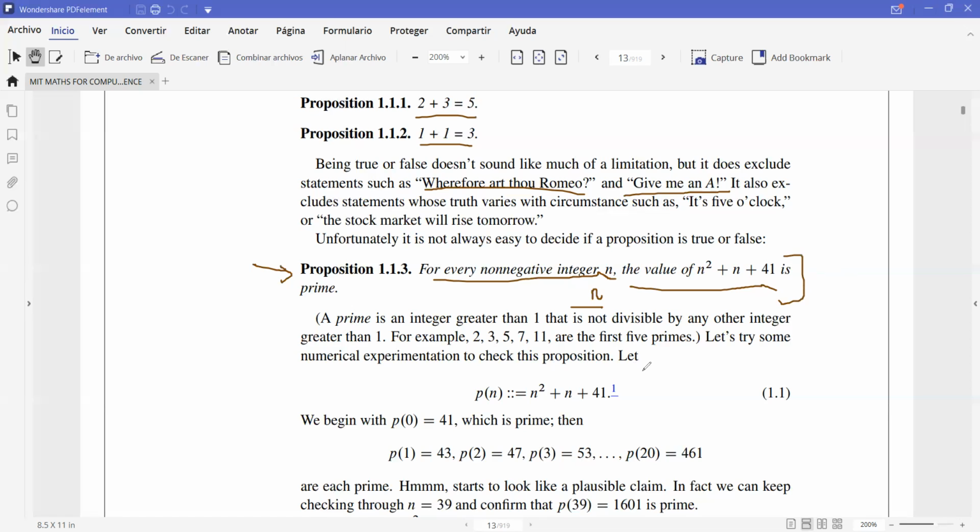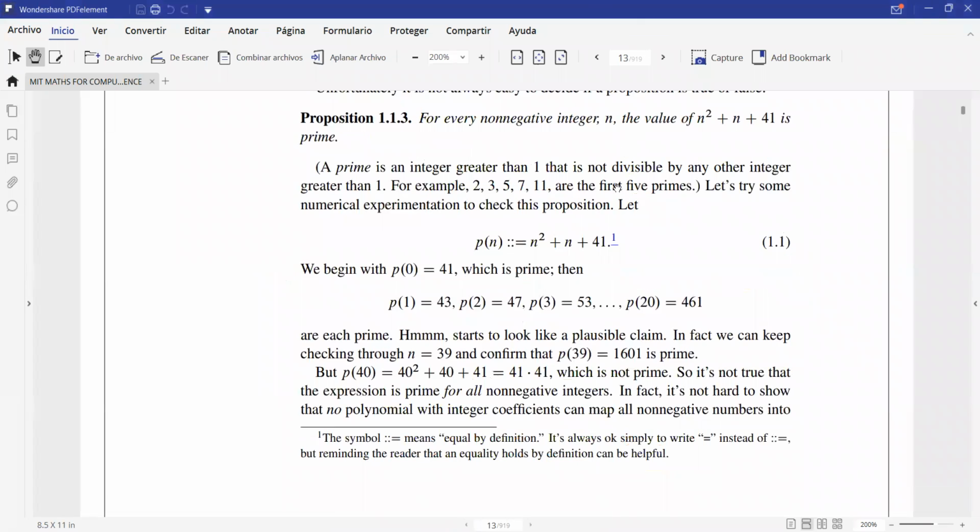Let's try some numerical experimentation to check this proposition. Now we're talking about a function p(n) = n squared plus n plus 41. This is true until we come to 40, because 40 squared plus 40 plus 41 is 41 squared, so it's not a prime anymore. So this proposition is false. That means that sometimes our intuition is not reliable enough.